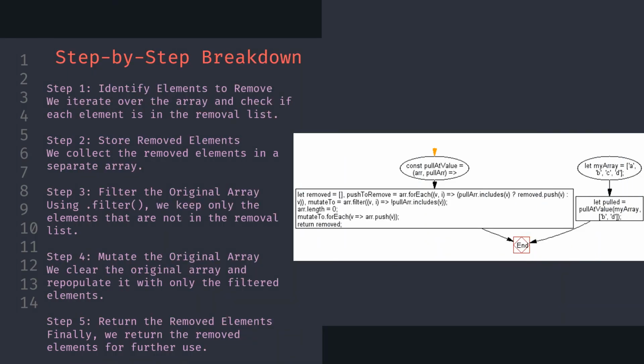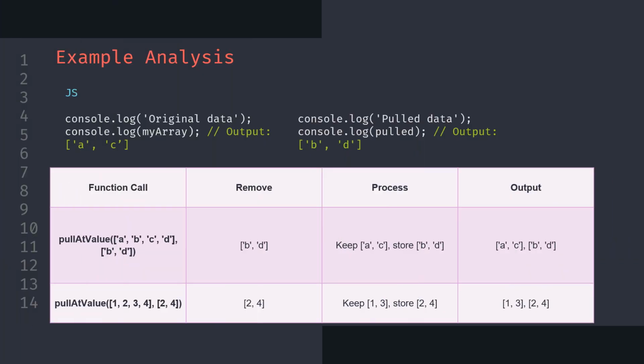This approach ensures that the array is modified in place, while also allowing us to track which elements were removed. By keeping the elements separate, we maintain useful data that can be analyzed or restored later if needed.